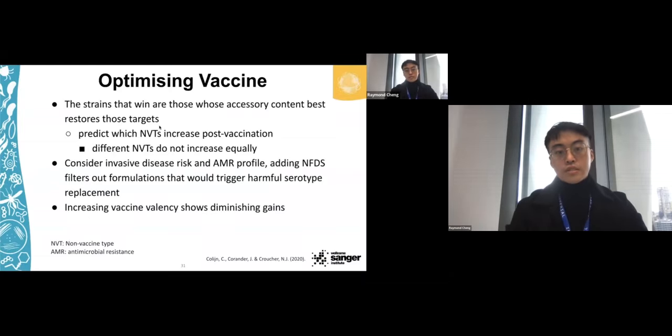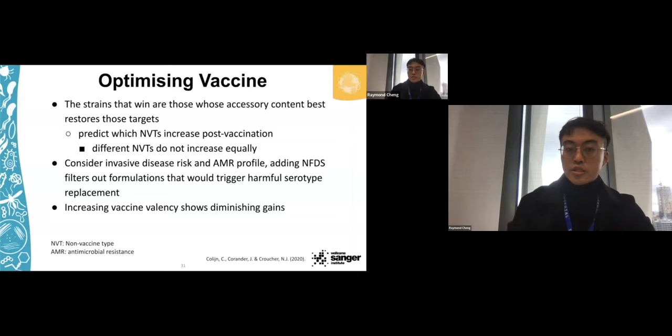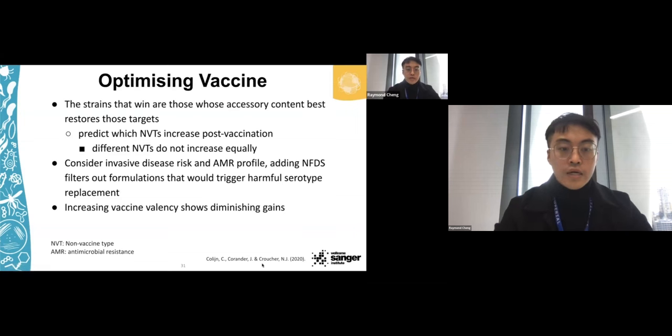And with this, we can also consider the invasive disease risk and the AMR profile, the antimicrobial resistance profile. So we can actually try to optimize a vaccine that is going to decrease the disease burden rather than increase the disease burden. And an interesting point from this paper, it shows that increasing vaccine valency shows diminishing gain. So actually maybe increasing vaccine valency is not really the best strategy. We need to think more carefully about the NFDS dynamic.